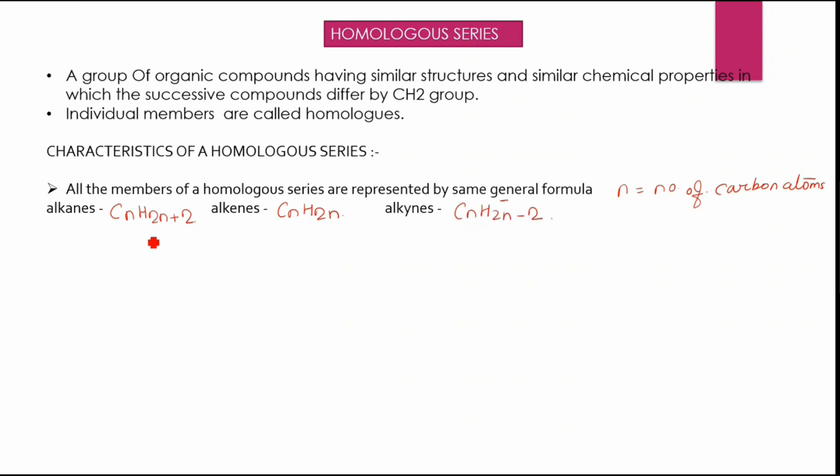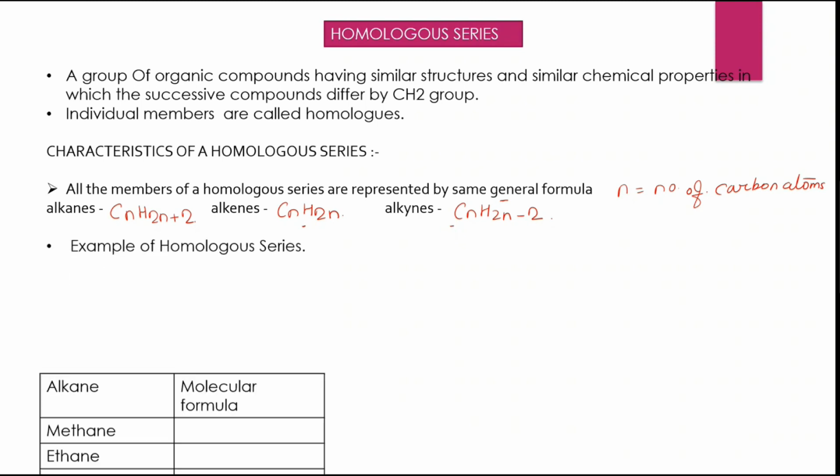All alkanes are saturated hydrocarbons. It means they have C-C single bonds. All alkenes are unsaturated hydrocarbons. They have a C=C double bond. And all alkynes are also unsaturated hydrocarbons which have a C≡C triple bond.